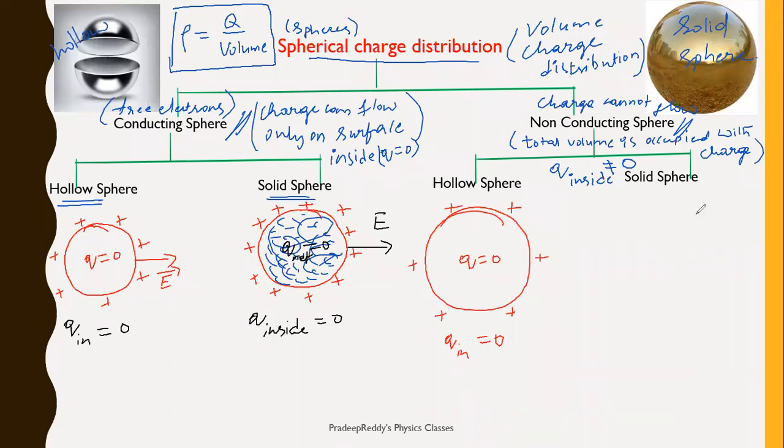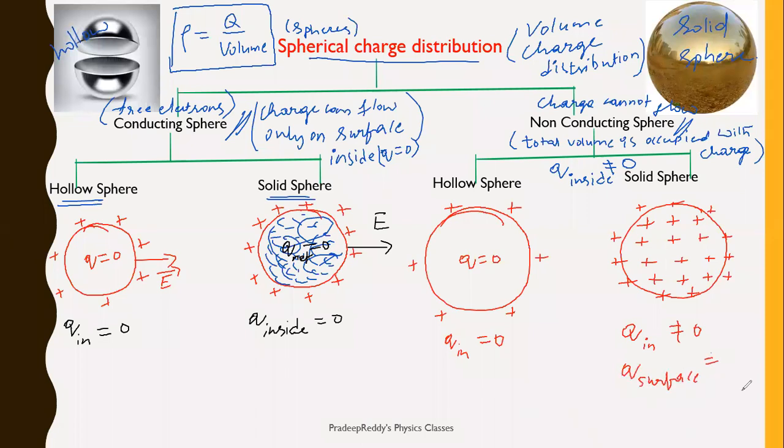Coming to the solid sphere, as I told you, it is non-conducting. Therefore, total charge is accommodated inside the material as well as on the surface of the material. Because this charge which is there in this non-conducting material remains there as it is. It does not flow. Therefore, Q inside is not equal to 0, and Q on surface is also not equal to 0.